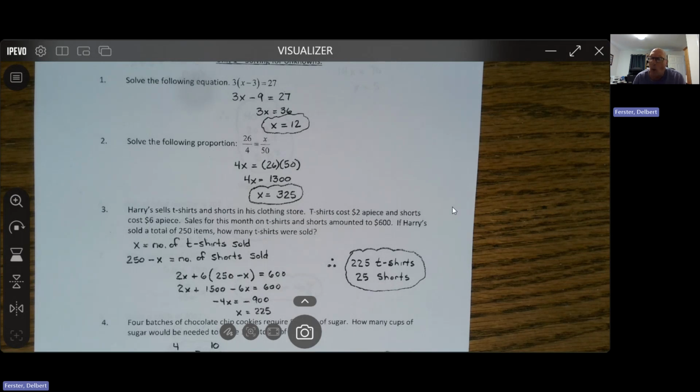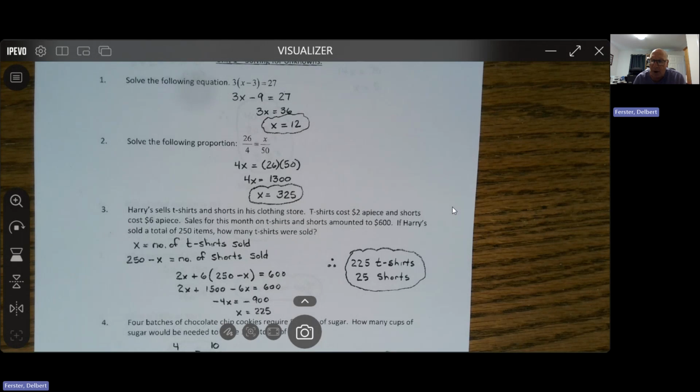The key on this is to let one of the particular content sets be X. I chose to let X be the number of t-shirts sold. Could have just as well chosen X to be the number of shorts sold. It really doesn't matter. But the other one, in this case, the number of shorts for my solution, is 250 minus X. It represents the rest of the 250, knowing that X of them consisted of t-shirts.